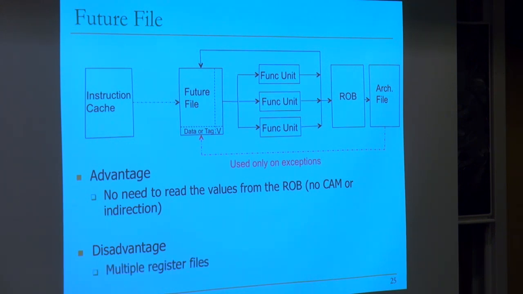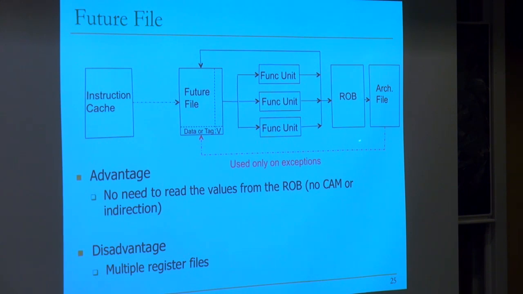The disadvantage, now we have multiple register files, right? But maybe it's OK. If you want to have fast access, there's no free lunch, right? You want to have fast access to the value as soon as it's produced. And you also want to have in-order updates. That's what you need.